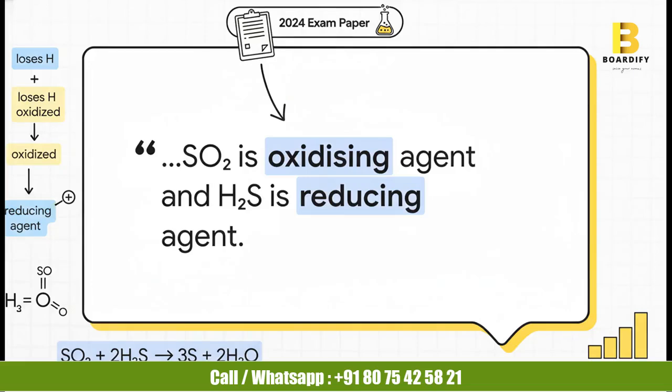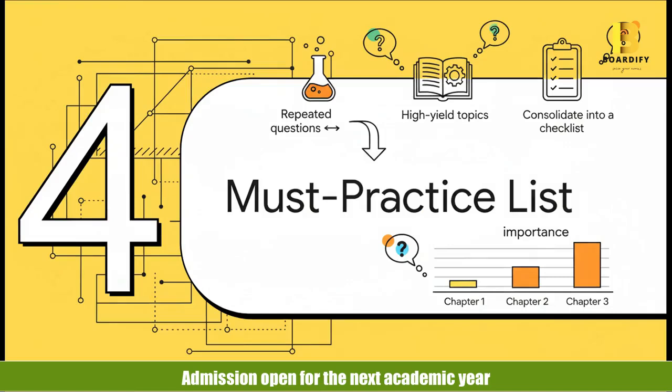And here's a perfect example of how they'll test you on this. This question from the 2024 paper gives you a reaction and asks you to figure out the oxidizing and reducing agents. If we use those rules we just talked about, you can see that H2S loses its hydrogen, so it gets oxidized, which makes it the reducing agent. See? Not so scary after all, right? Okay, so we've cracked the code. We've identified the high-yield topics. So what's next? Well, let's turn all this knowledge into a practical, must-practice checklist to really lock in your understanding.